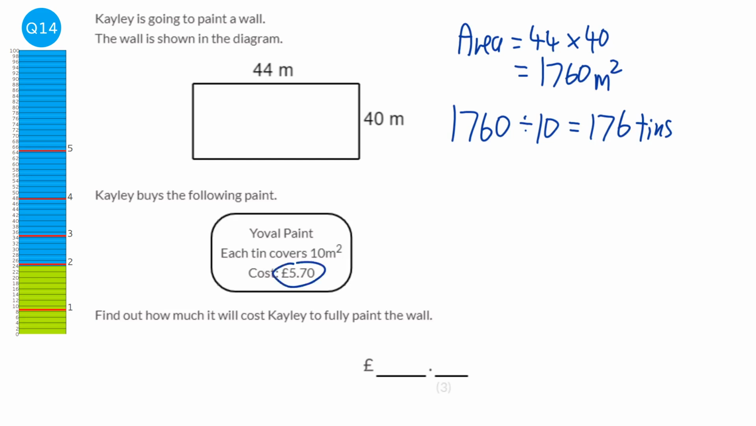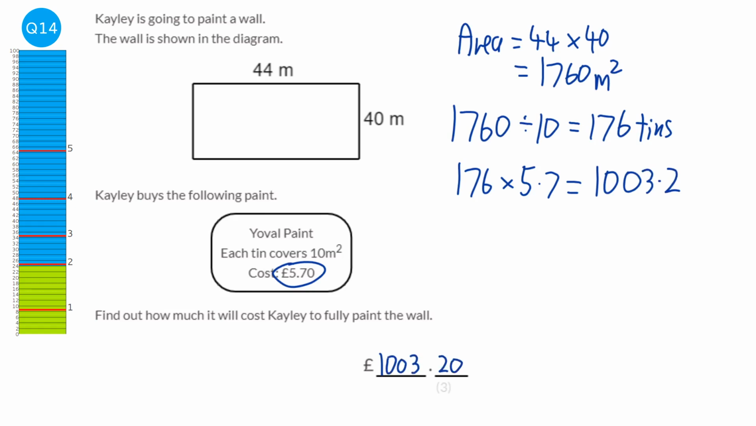And each tin costs £5.70, so it'd be 176 times the 5.7, or you could do it as 570 pence and convert it at the end. And that gives us a price of 1003.2. And so as money, that would be £1003.20.